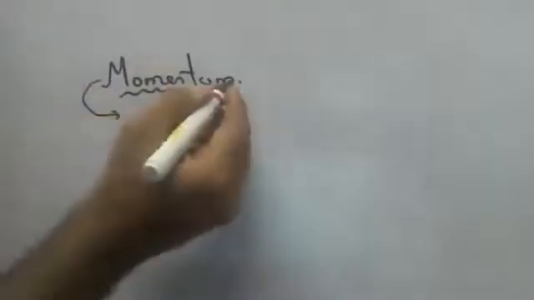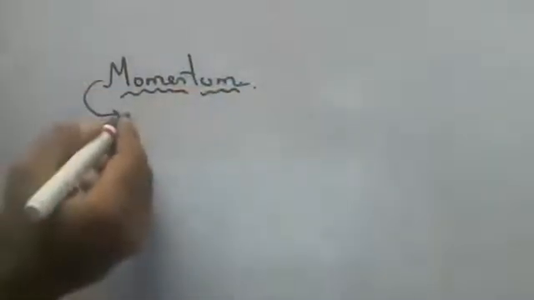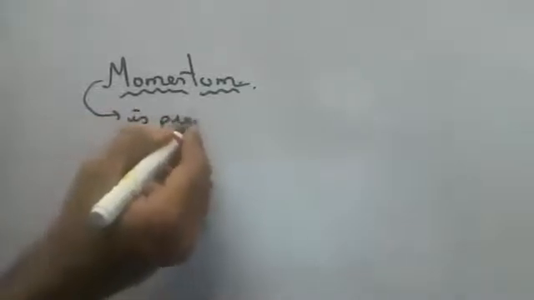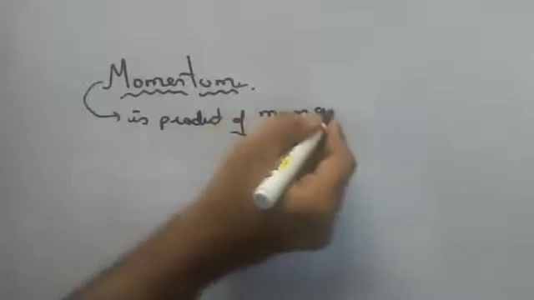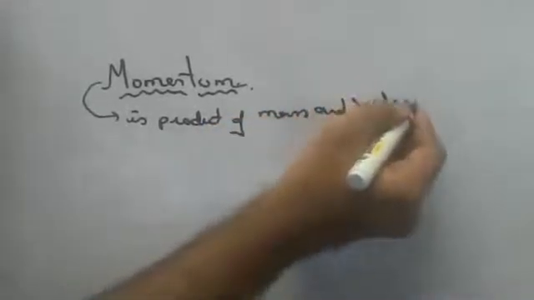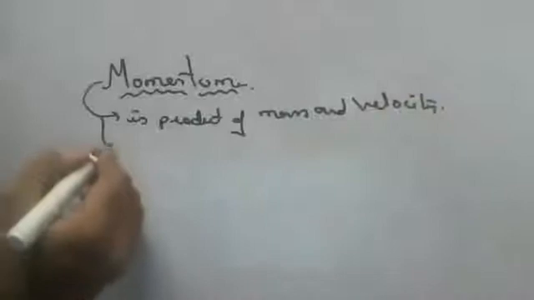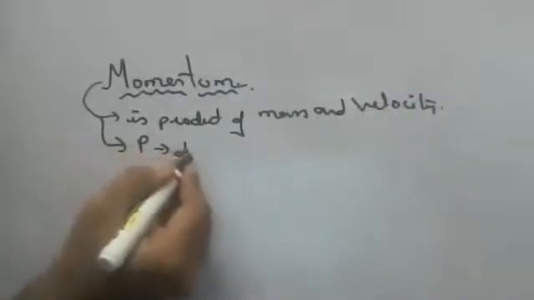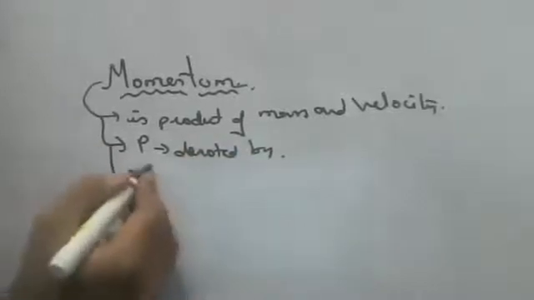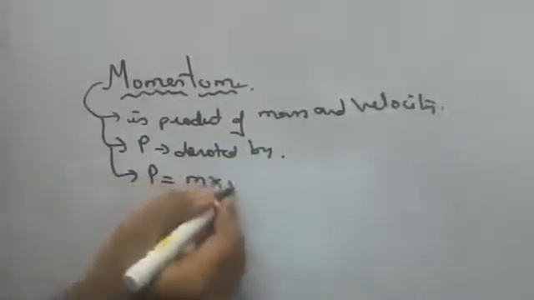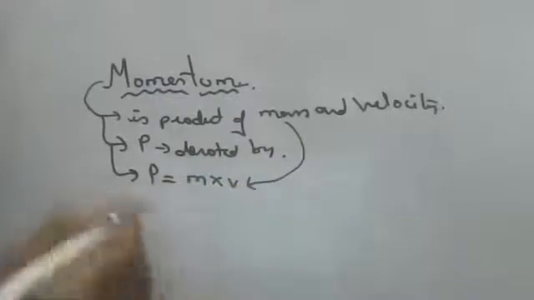Momentum. What is momentum? Momentum is the product of mass and velocity. It is denoted by P. It's denoted by what, children? P. Okay, so normally we will say P is equal to M into V, because from the definition it is a product of mass and velocity.